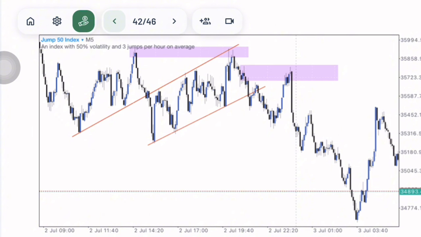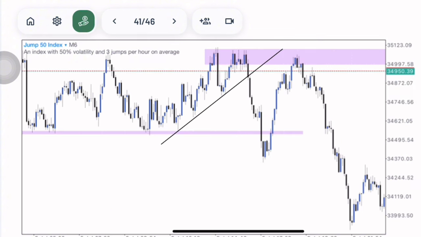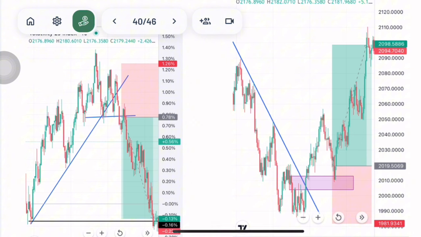So let me show you all of them again. So this one, the last one here, then this is the second one here. You can see it. Look at the setup, look at it very well, memorize it, and go to the chart to look for it. Then this is the last one here. This is it. So it's very simple, guys.